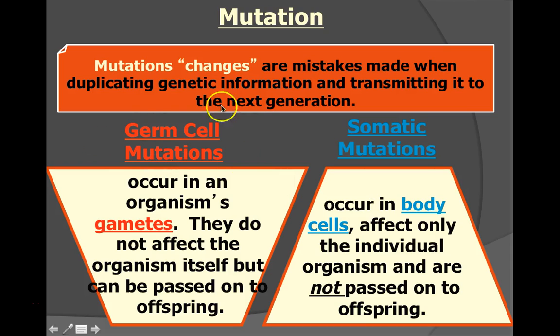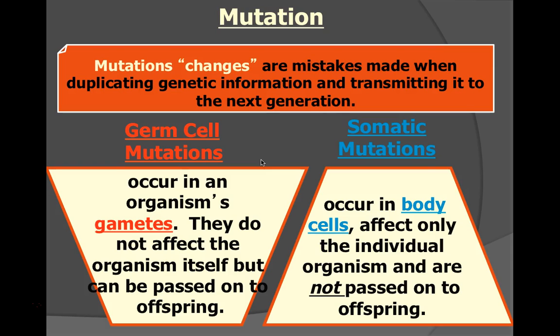We have germ cell mutations, which we also know as gametes. These types of mutations occur in gametes, therefore they are able to be passed down to offspring. These are the most harmful type because they can affect the next generation. We'll be talking about certain types of inheritances with germ cell mutations later on.